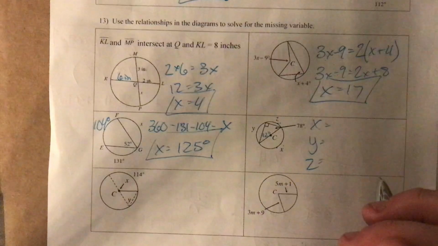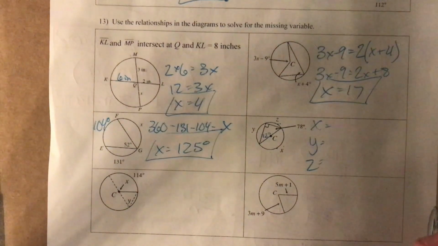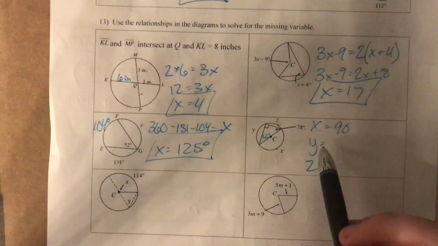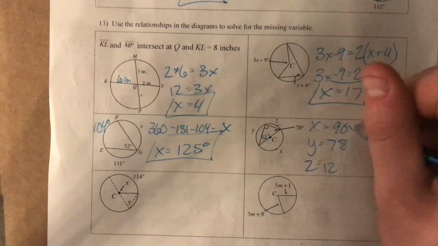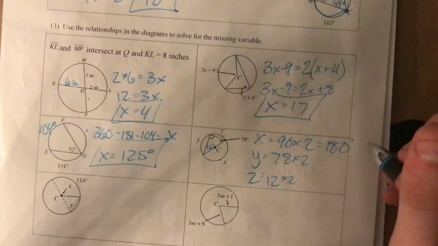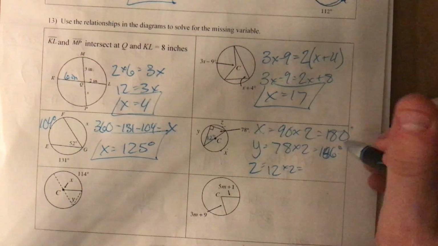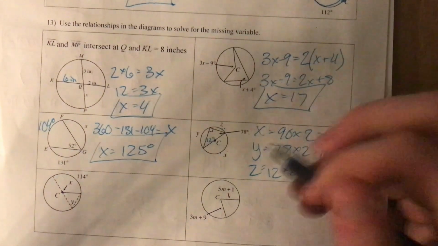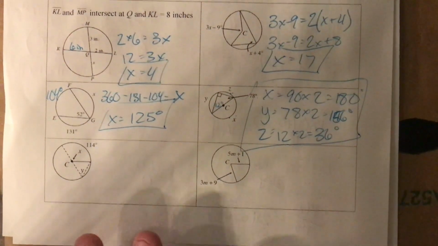You can see that this is coming up quite a bit here on this last page, that inscribed angle idea, how it's double, or it's half of the arc that it's across from. So x is across from 90. All right, let's just lay this out first. Y is across from 78 and z is across from 12. Just multiply each one by 2. So 180 degrees. This would be 156 degrees, and this would be 12 times 2, 36 degrees. All done.